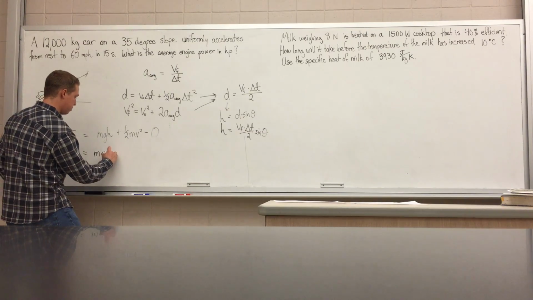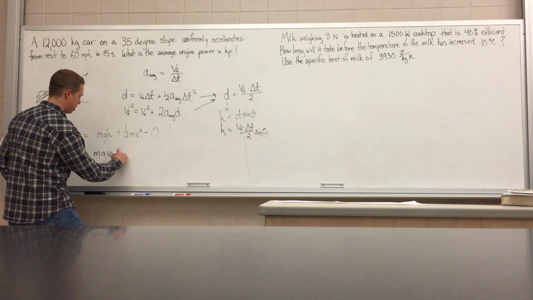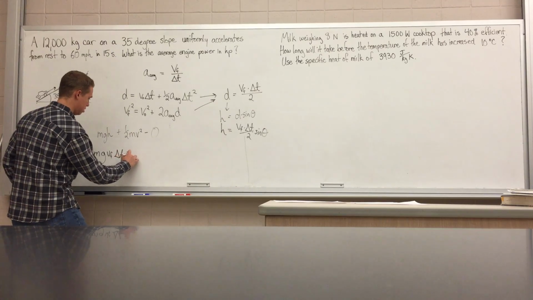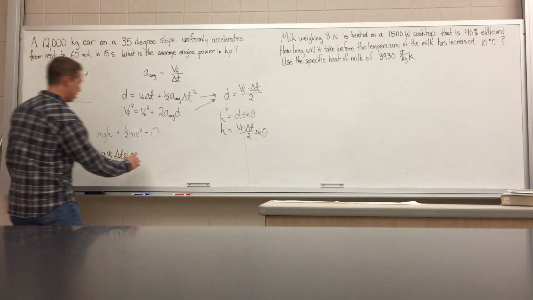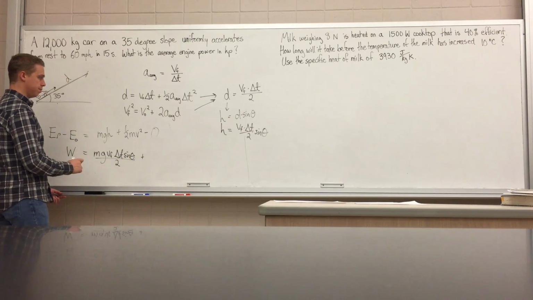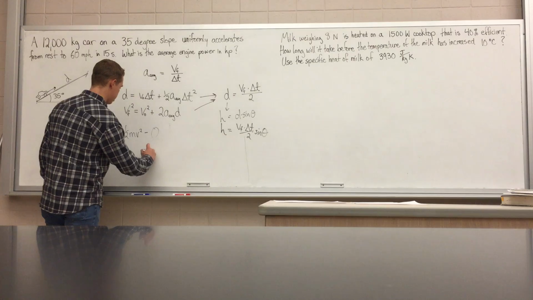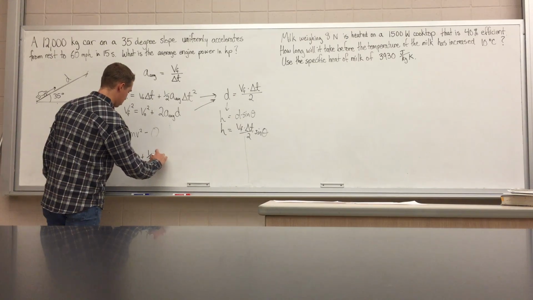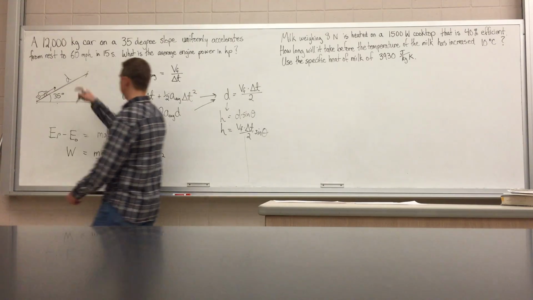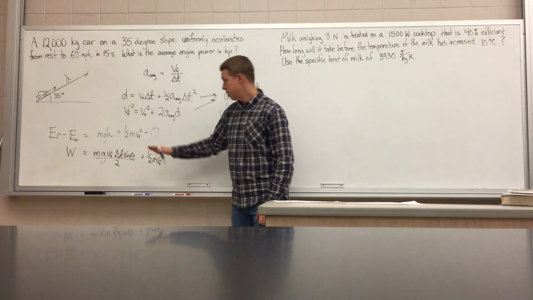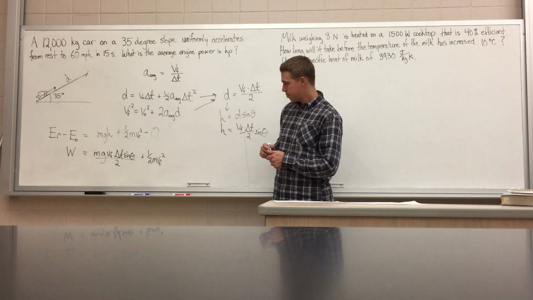So h is v final delta t sine theta all over 2. And then this second term is 1/2 m. And of course this is v final squared, since it's the speed at the very top of the hill. That's our expression for work.